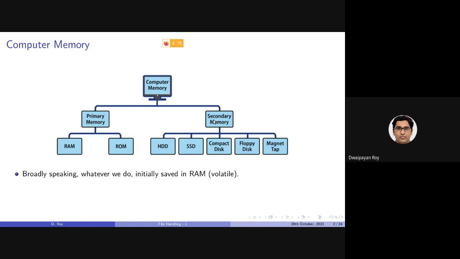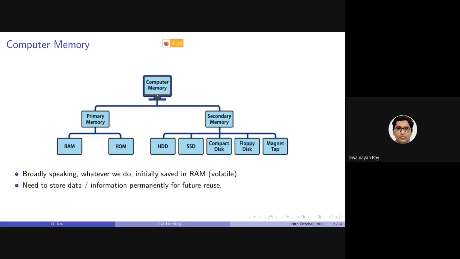But broadly, we can say whatever information we have handled so far with our codes, we have utilized the random access memory to store the information. But there is a problem with storing the information in the random access memory. The problem is random access memories are volatile. That means whenever the program is turned off, or whenever we turn off the machine as well, the information will be gone.